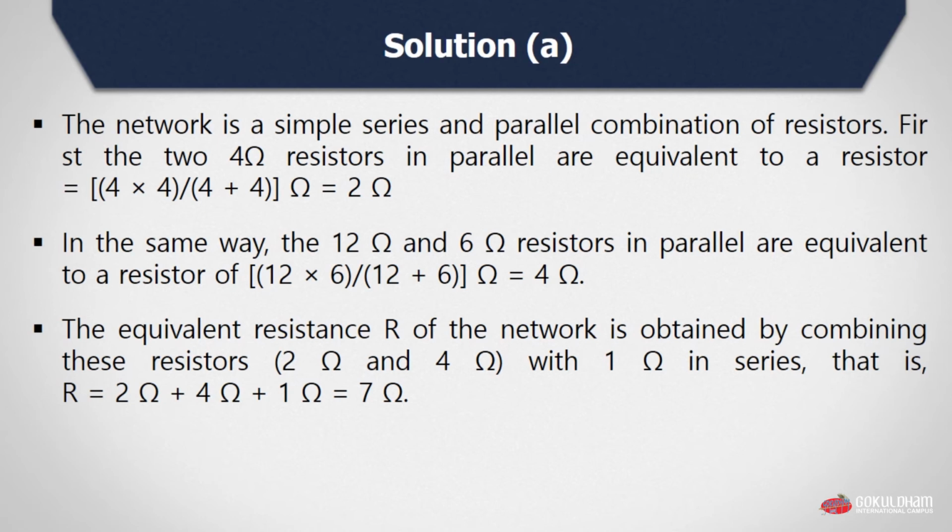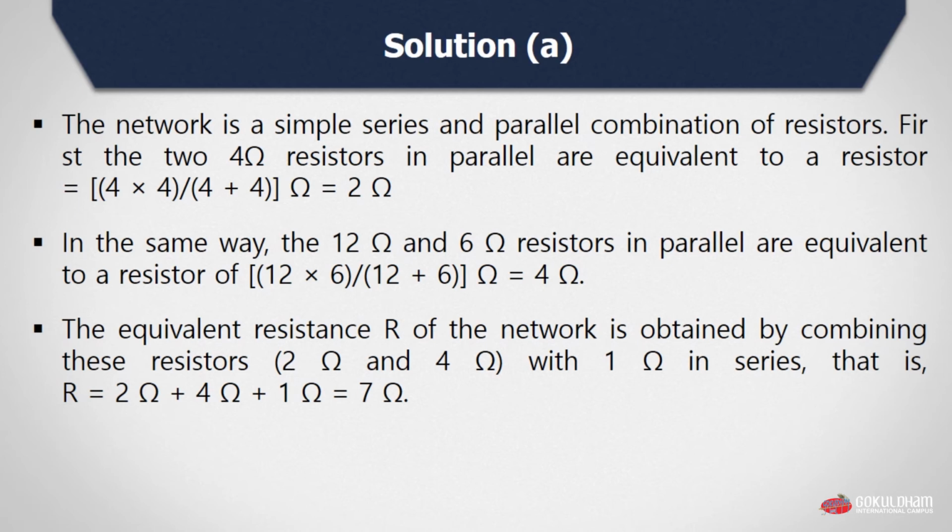Remember that these two parallel connections are also connected in series with the 1 ohm resistor, and by combining the equivalent resistance of these two with the resistor of 1 ohm, we get the value of R equal to 2 ohm plus 4 ohm plus 1 ohm, which is equal to 7 ohm. So our equivalent resistance for the whole network will be 7 ohm. This is our solution A.